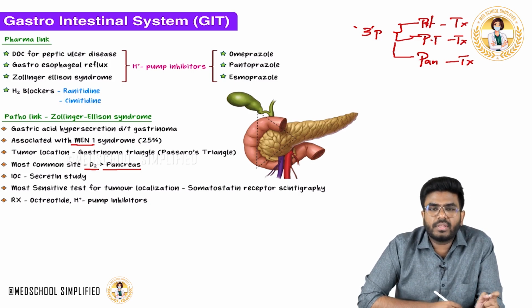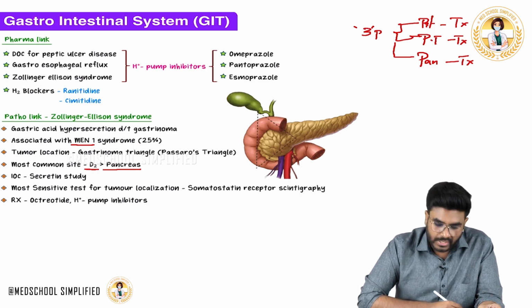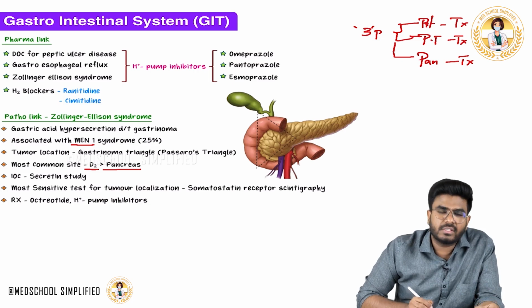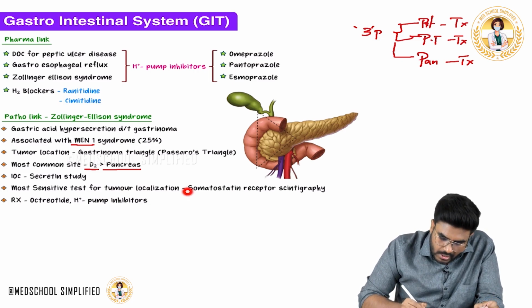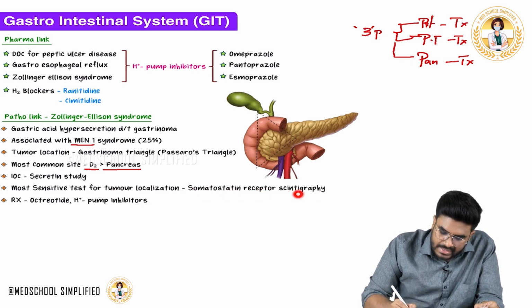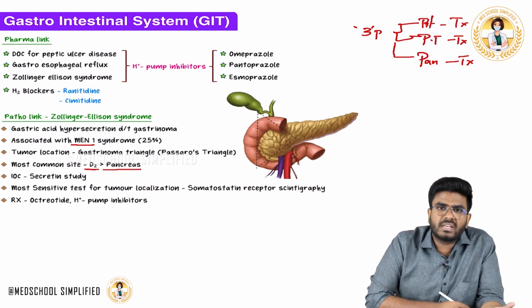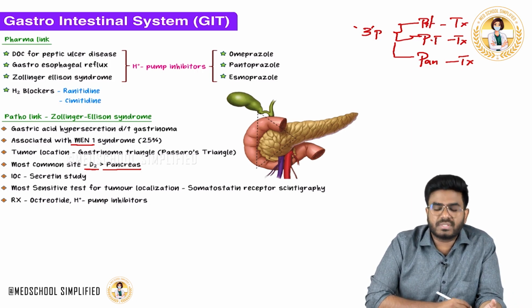The study to localize the tumor is called somatostatin receptor scintigraphy. See, it is the most sensitive test for tumor localization. For locating this tumor, you need to do a test called somatostatin receptor scintigraphy. Why? Because usually these somatostatin receptors are present on the gastrin cells. On the gastrin cells, somatostatin receptors are there.